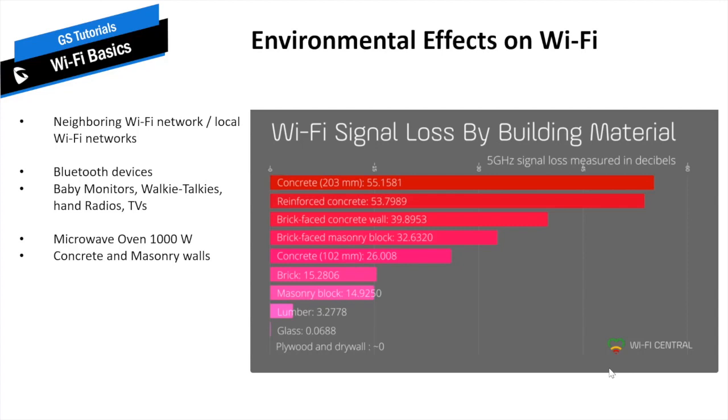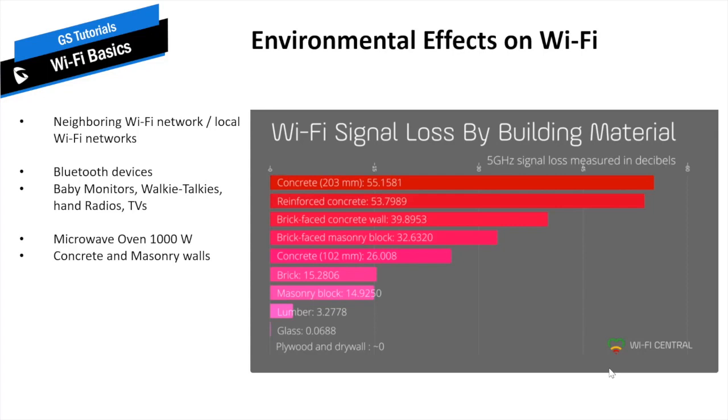If you know and understand the various materials that you're working with in any Wi-Fi installation, it can help take some of the guesswork out of the equation, and you'll spend a lot less time running heat maps, which is a subject we'll be getting into in a later video. But as you can see from this graph, concrete, reinforced concrete, brick-faced concrete walls, brick-faced masonry block, and concrete that consists of 102 millimeters all have various effects on Wi-Fi decibel level.